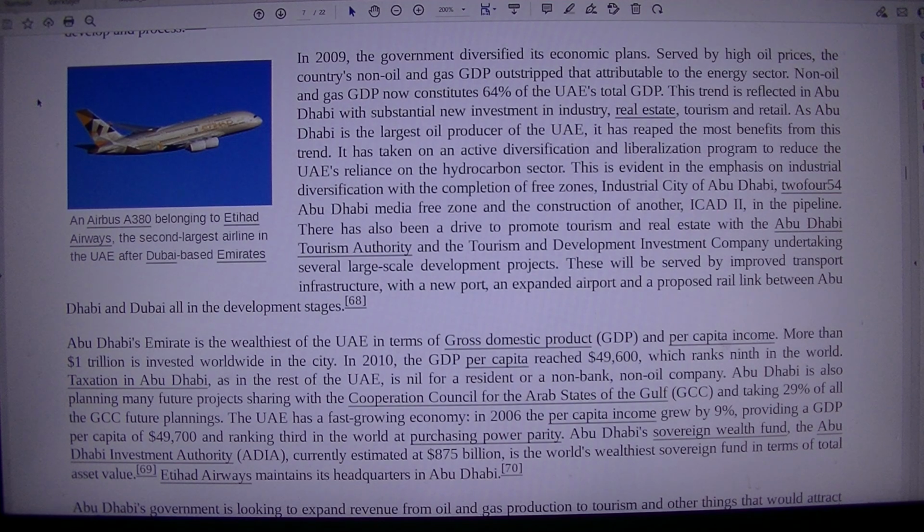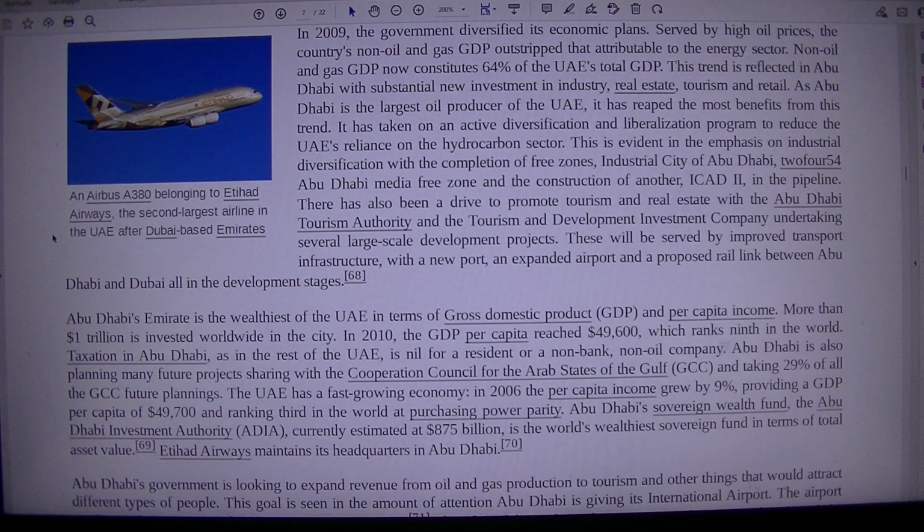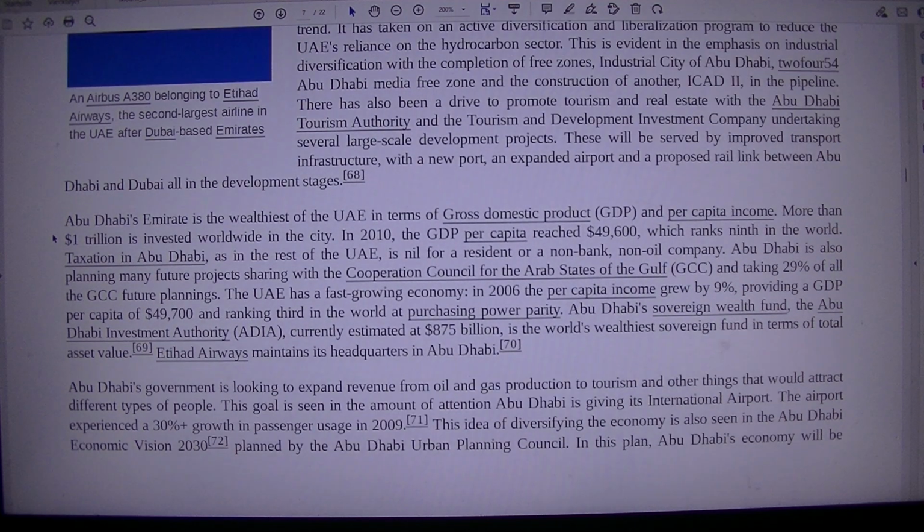It has taken on an active diversification and liberalization program to reduce the UAE's reliance on the hydrocarbon sector. This is evident in the emphasis on industrial diversification with the completion of free zones, Industrial City of Abu Dhabi, ICAD 2, and the Abu Dhabi Media Free Zone, and the construction of another, ICAD 2, in the pipeline. There has also been a drive to promote tourism and real estate with the Abu Dhabi Tourism Authority and the Tourism and Development Investment Company undertaking several large-scale development projects. These will be served by improved transport infrastructure, with a new port, an expanded airport and a proposed rail link between Abu Dhabi and Dubai, all in the development stages.